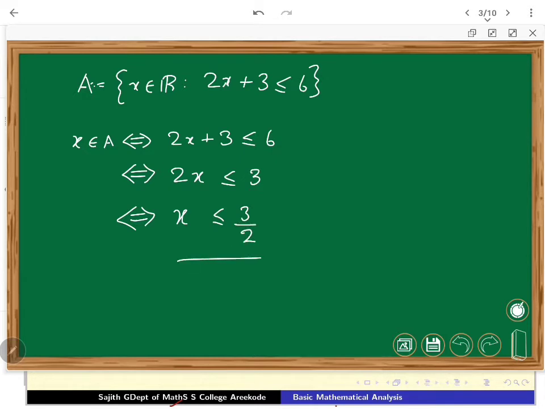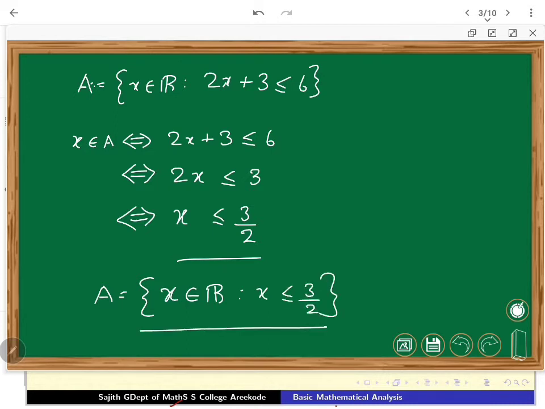So ultimately, this redefines A in an easy to understand way as those real numbers x in R for which x is less than or equal to 3 by 2. If you look at the geometrical nature of this, it is much nicer, because we have already looked at real numbers as points on a straight line, marked with the unit, and we have almost seen this.